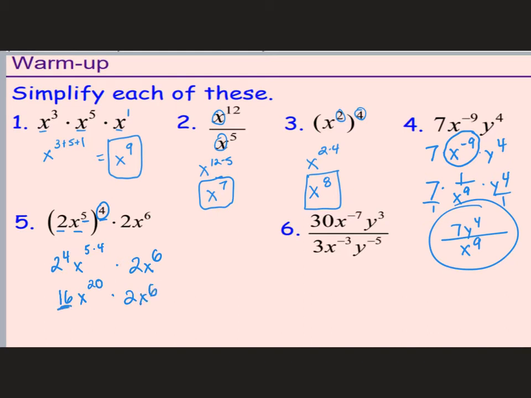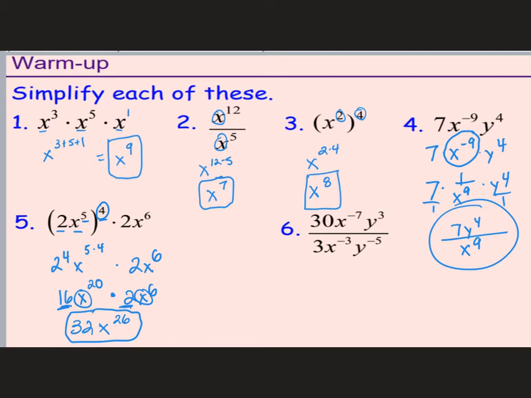And I can multiply my coefficients together. 16 times 2 is 32. I have the same bases, and they're being multiplied, so I'm going to add those exponents. 20 plus 6 is 26. So 32x to the 26th.